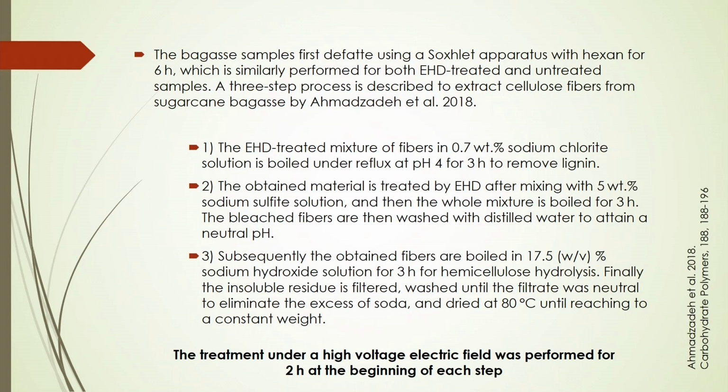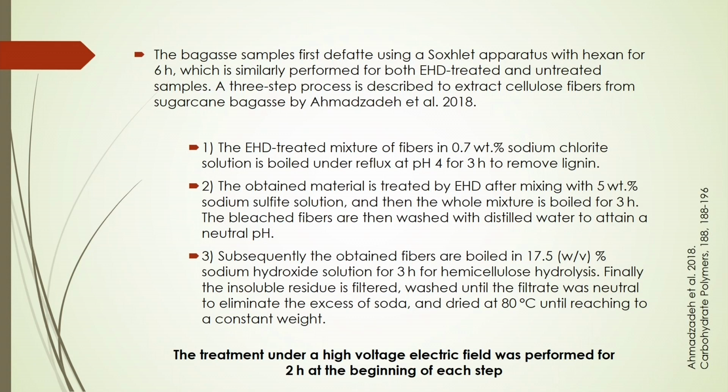Here they have given these 3 steps of EHD-treated extraction of the cellulose fibers. They suggested that the EHD-treated mixture of the fibers in 0.5 weight% sodium chlorite solution is to be boiled under reflux for 3 hours to remove the lignin. This is followed by mixing with 5 weight% sodium sulphite solution, and then the whole mixture is boiled for 3 hours, and the bleached fibers are then washed with distilled water to obtain a neutral pH. So, this is the way by which you can extract cellulose fibers according to this report of Ahmed et al.